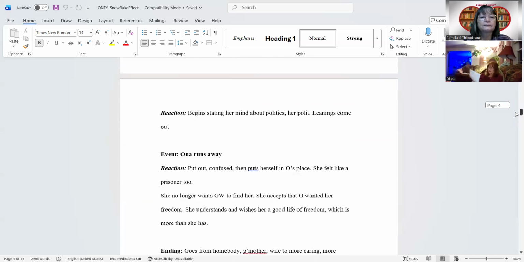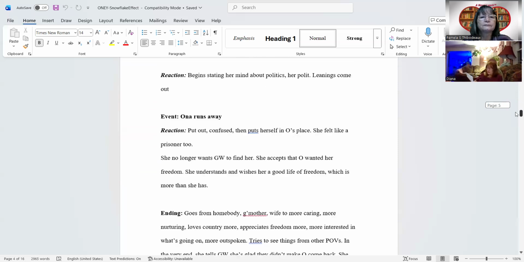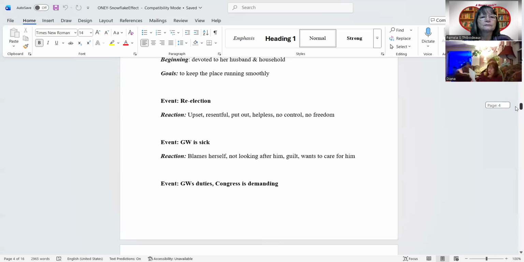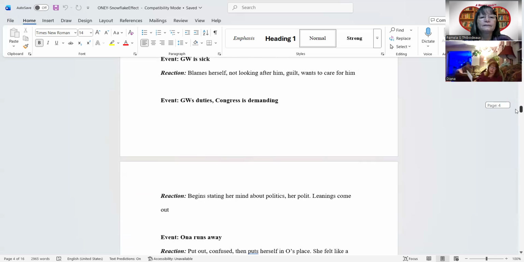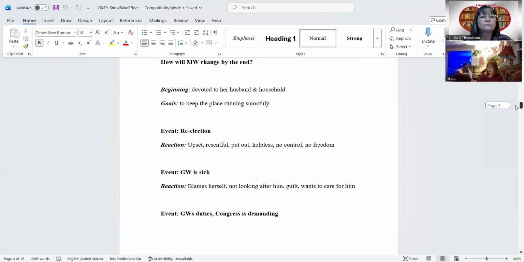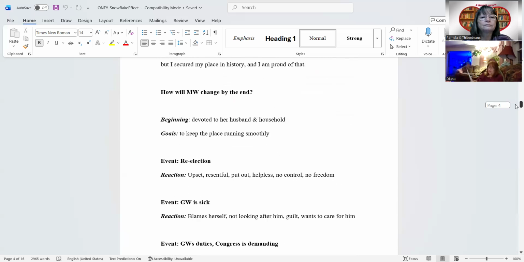And then you go back to the beginning, and you list each event in your outline, and you list the event and the reaction. So each event has a reaction. It's always cause and effect. Every event that takes place in the story causes something else to happen. So I have the first event: George got reelected, and her reaction, she was upset, resentful, put out, she was helpless, she had no control over it.